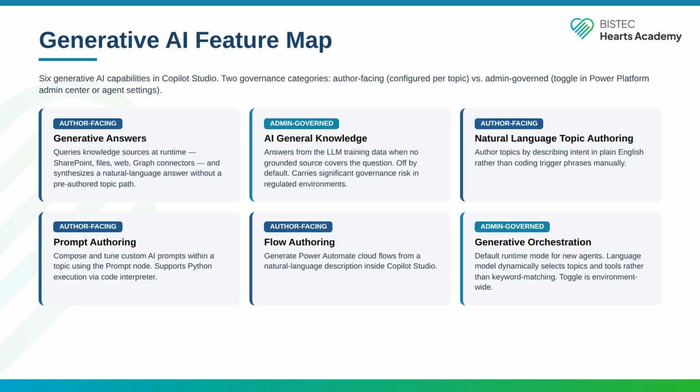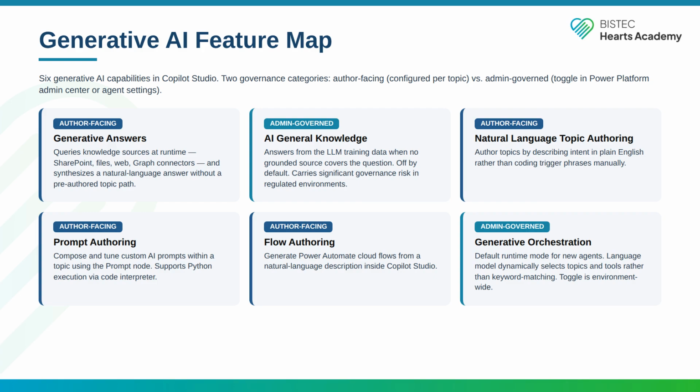Natural language topic authoring lets authors create topics by describing intent in plain English rather than hand-coding trigger phrases. Prompt authoring allows authors to compose custom AI prompts within a topic using the prompt node, including Python execution, via code interpreter. Flow authoring generates Power Automate cloud flows from a natural language description inside Copilot Studio.